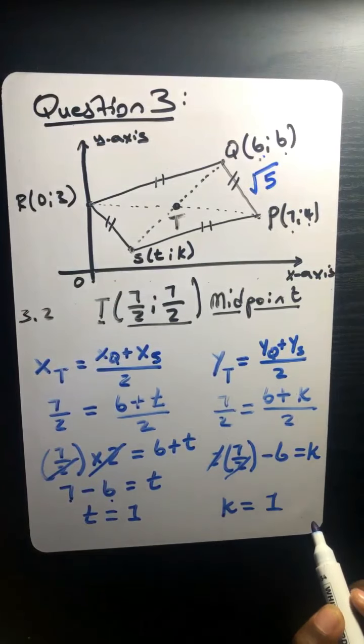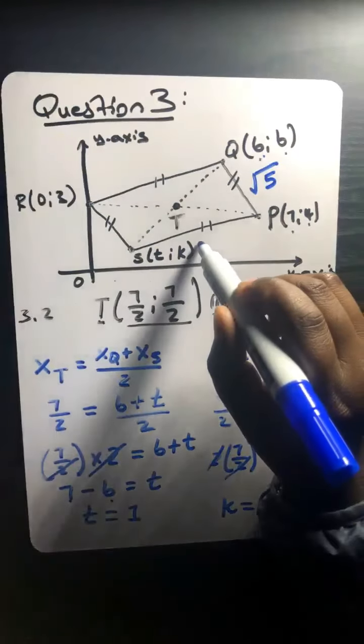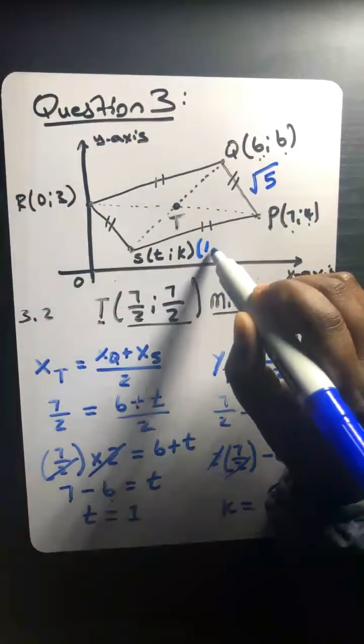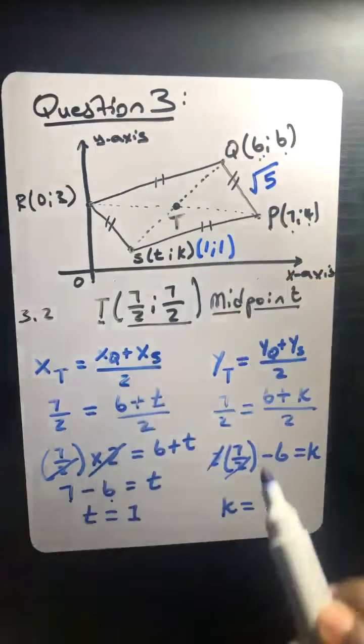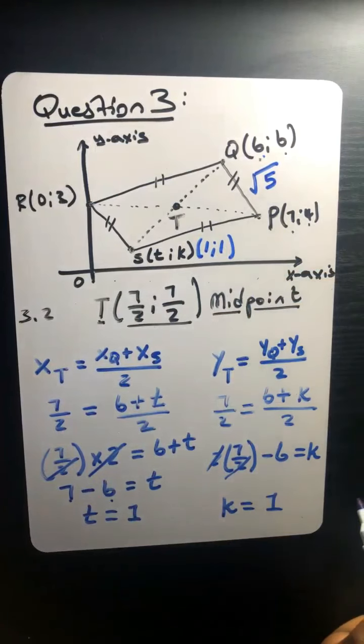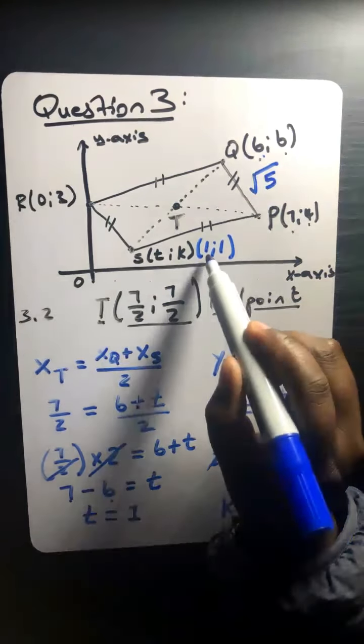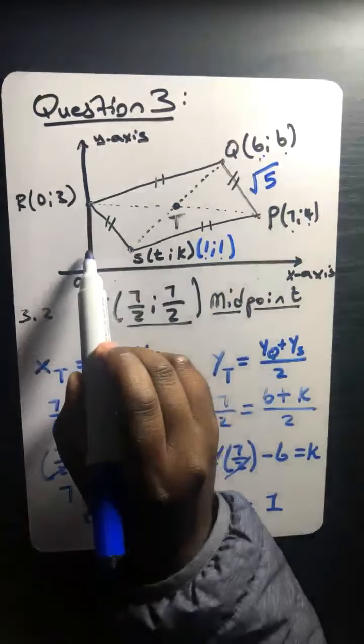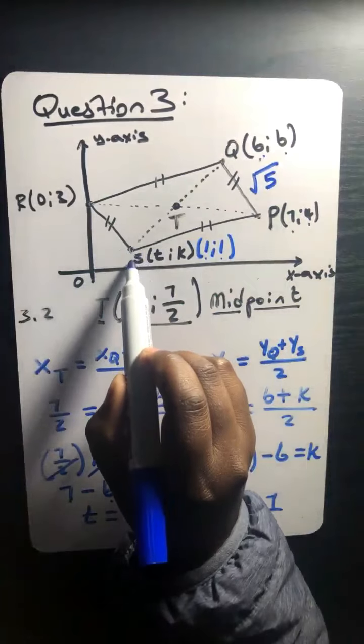What does it mean, guys? It means the coordinates of S are actually 1 and 1. And I'm confident that this is correct. Why? Because I got positive values at a point which really seems to be 1 and again 1.